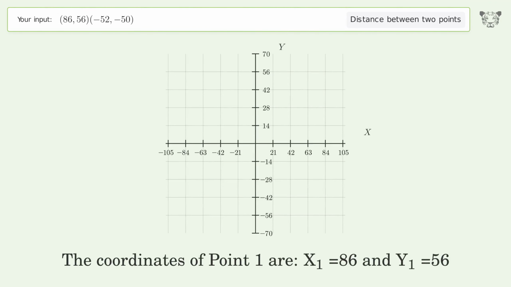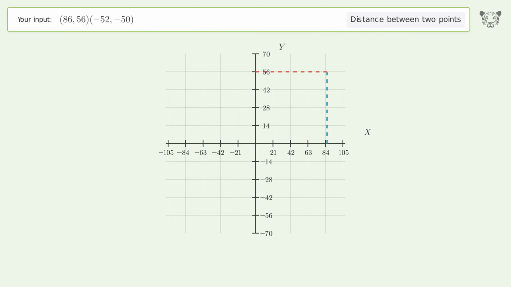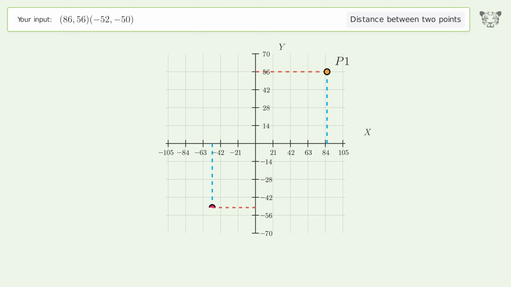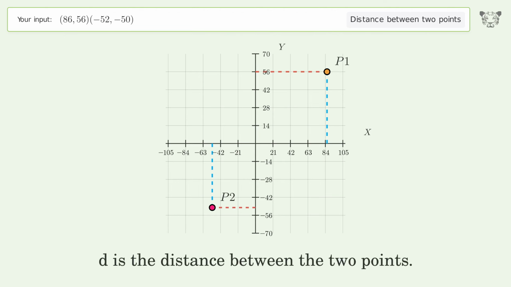The coordinates of point 1 are x1 equals 86 and y1 equals 56. The coordinates of point 2 are x2 equals negative 52 and y2 equals negative 50. D is the distance between the 2 points.